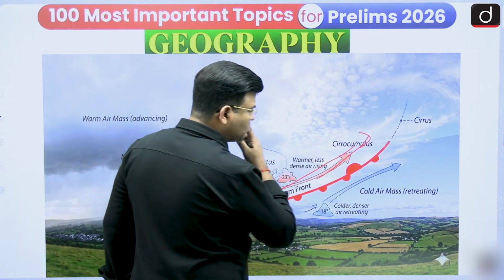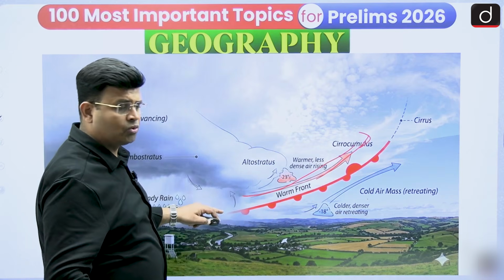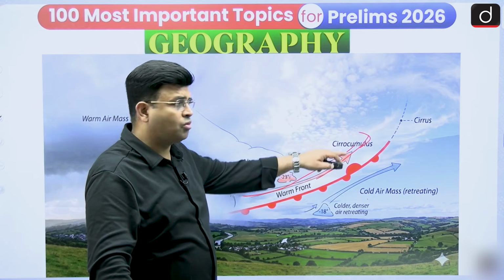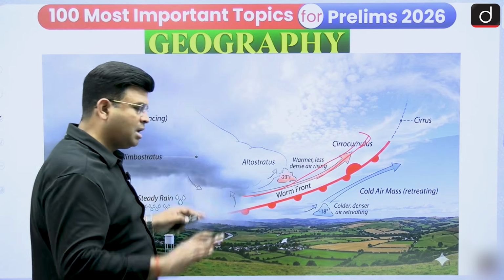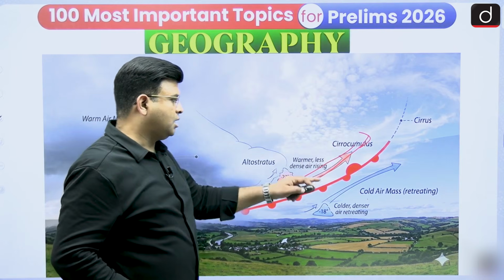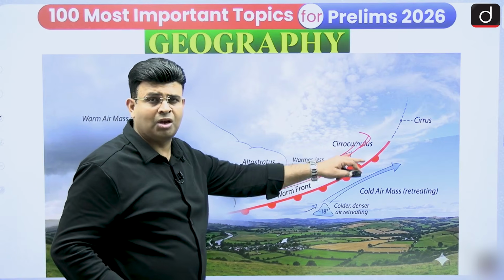Then there is the formation of different kinds of clouds from the ground: stratus cloud, altostratus cloud, nimbostratus cloud, cirrus clouds. They form like that, and the slope is also less. In this region there is drizzle and sometimes rainfall along the warm front.